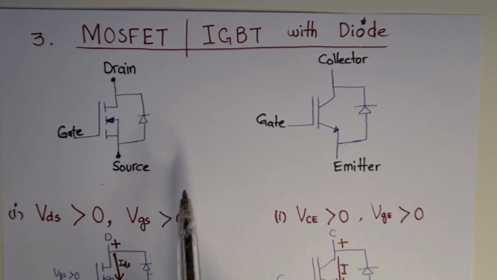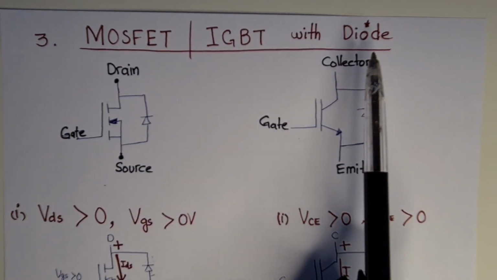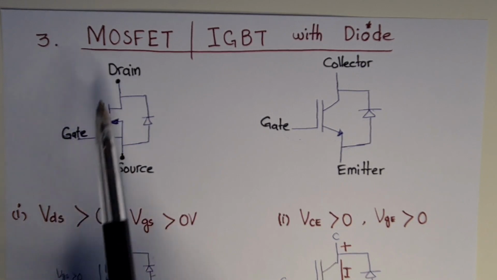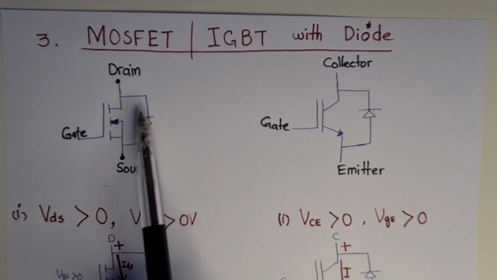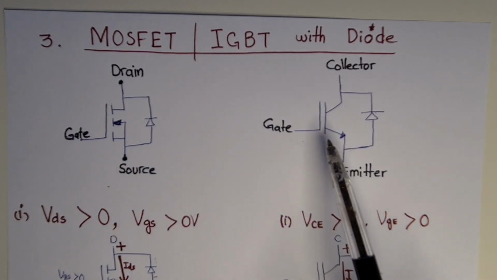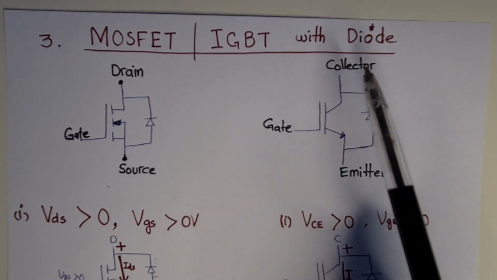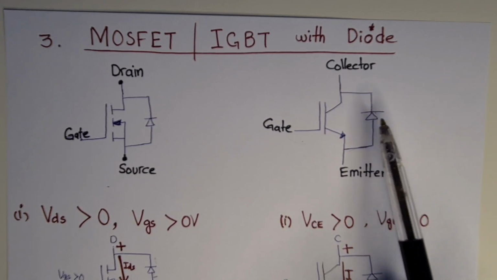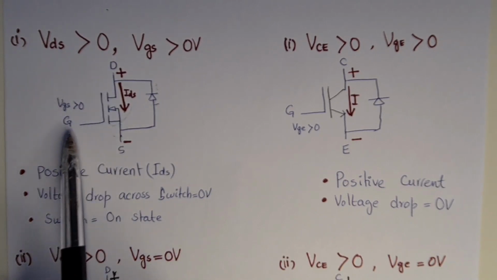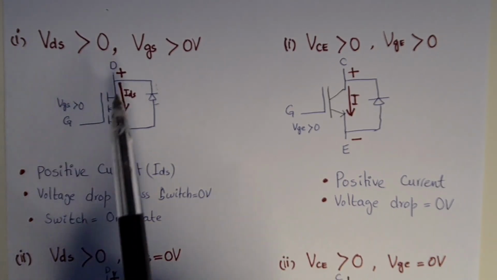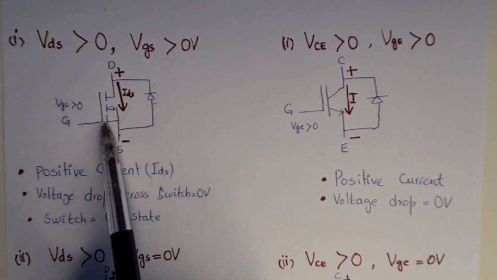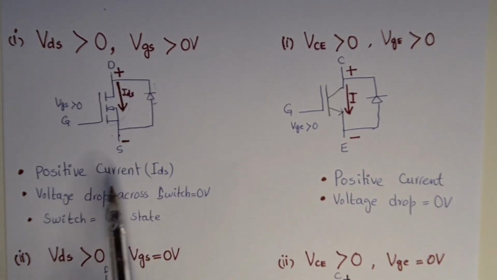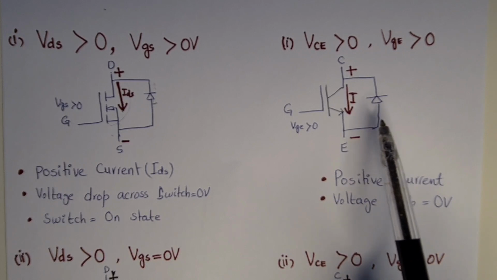Now I have another example: MOSFET and IGBT with a parallel diode. Here I have taken the MOSFET with gate, drain and source, and in parallel I have the diode, which is also known as the body diode of the MOSFET. Here I have taken the IGBT with collector, emitter and gate, and in the anti-parallel direction we have the diode. When VDS is greater than 0 and VGS is greater than 0, the MOSFET will conduct positive current. Voltage drop across the switch is equal to 0 volts and the switch is in the on state. The same happens in the case of the IGBT.